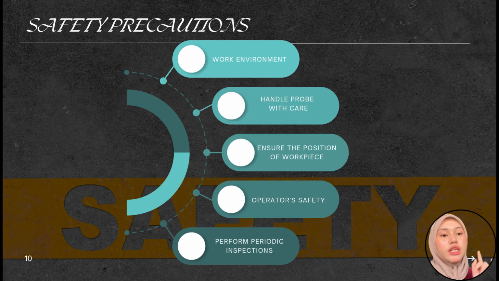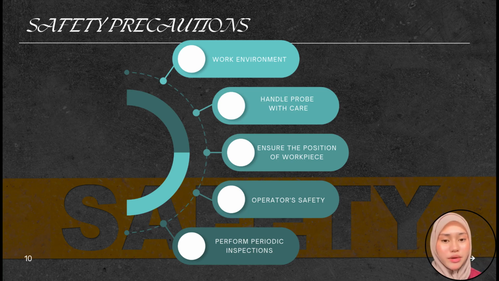The third step is to ensure the position of the workpiece is safe. The workpiece must always be clean and be locked to the measuring table stably to prevent movement. The workpiece must be locked using a jig or clamp that is appropriate for the type of material being used. In addition, make sure the material does not move during the measurement process and avoid placing excessive loads on the measuring table.